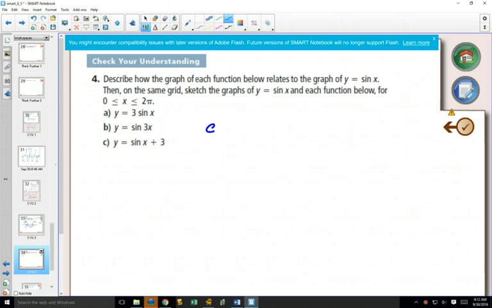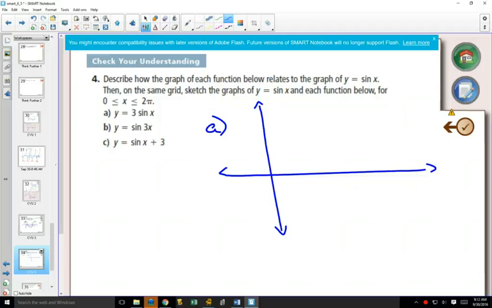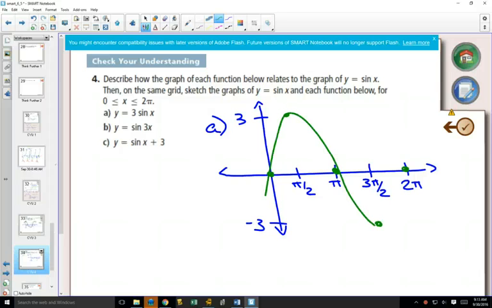So for part A, what's getting affected? The amplitude. So instead of from 1 to 1, now it's from 3 to negative 3. Period doesn't get affected, so it's going to be 2 pi and divide it into 4 equal sections. Where does sine start? Sine starts on our center line going up. And there we have the graph continuing on forever.